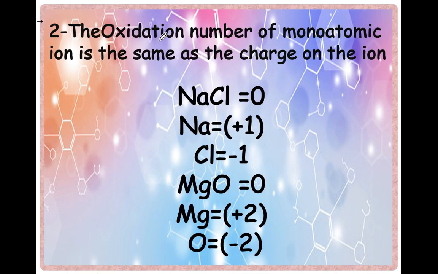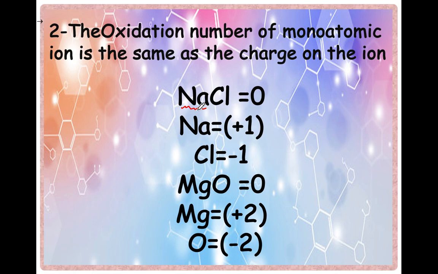The second rule says that the oxidation number of a monoatomic ion is the same as the charge on the ion. So if I have a compound, sodium chloride, the whole compound equals 0. But inside the compound, the sodium is a positive ion. So the oxidation number is positive 1 because it is in group 1, and all elements in group 1 have an oxidation number of positive 1. Chlorine in the compound is reacting with the sodium, so it has an oxidation number the same as its valency. Chlorine is in group 7, so the oxidation number is negative 1.